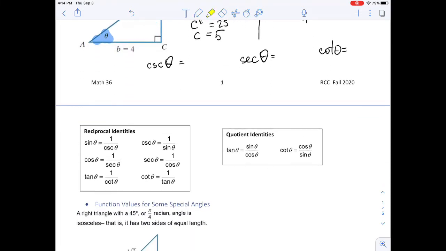Reciprocal identities. So what we can see here, sine theta is 1 over cosecant theta, and cosecant theta is 1 over sine theta. So they are reciprocals of each other. Cosine and secant theta, reciprocals. Tangent and cotangent, they are reciprocals.